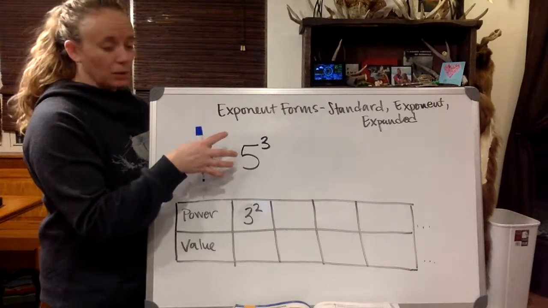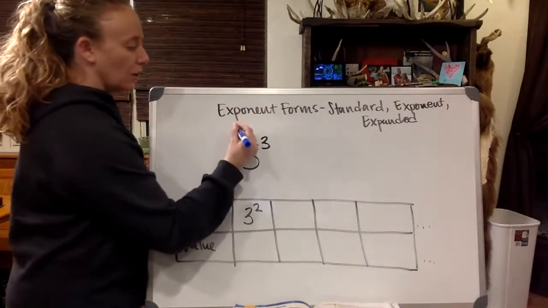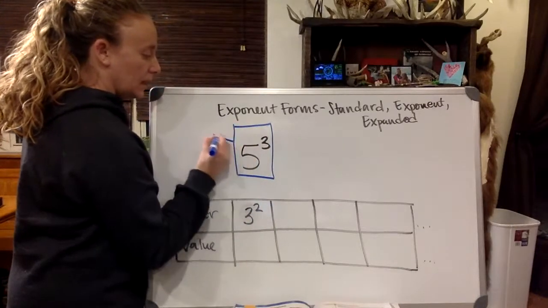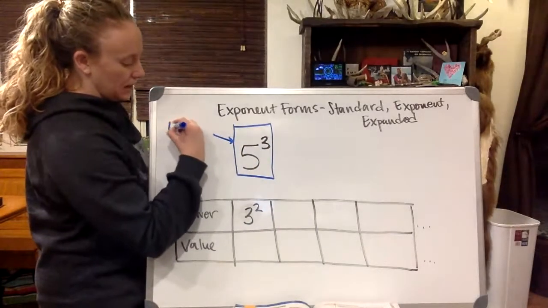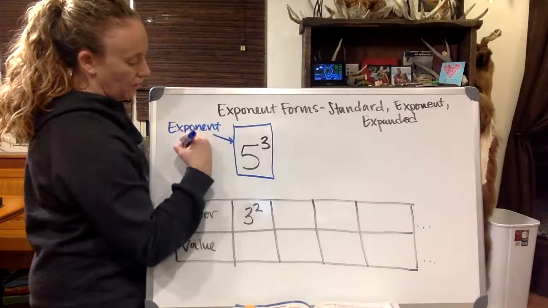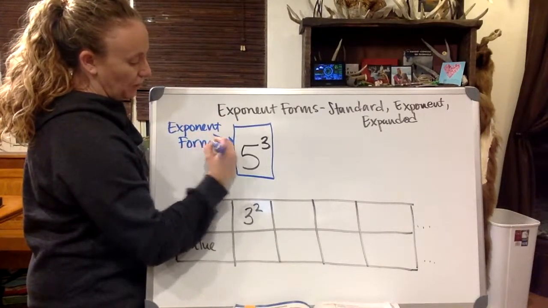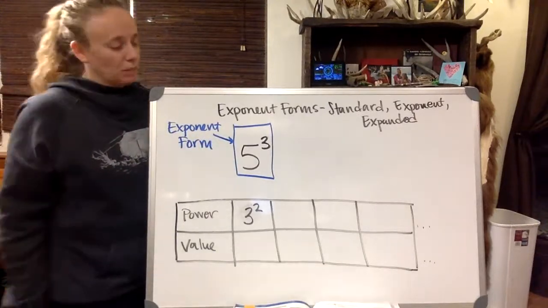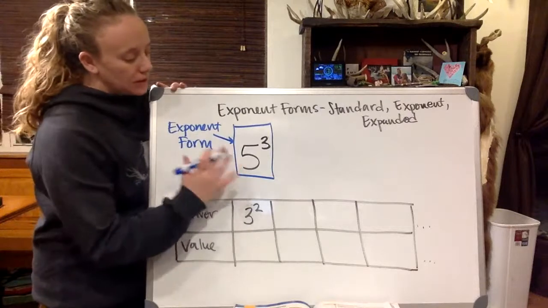This is what's called exponent form. So just this format here, it has its own name. This is called exponent form. It's called exponent form because it's quite literally a number with an exponent. Super difficult. Okay, so this is a number with an exponent.